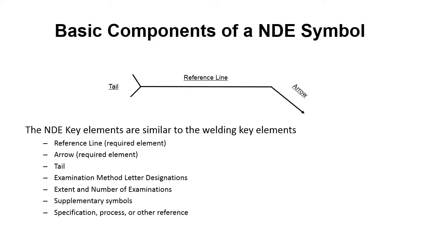As with welding symbols, the basic components of an NDE symbol are the reference line, the arrow, and the tail. Then you've got examination method data that can be in there, dimensions of what needs to be NDE'd, supplementary symbols, and then specifications, processes, or other references. These are usually put in the tail.